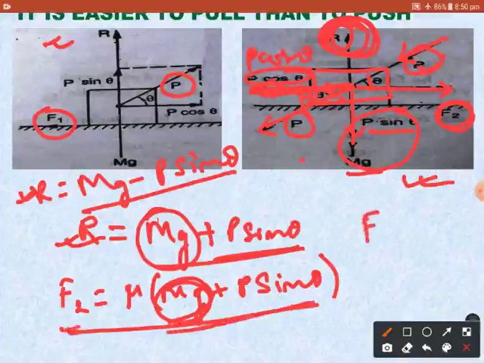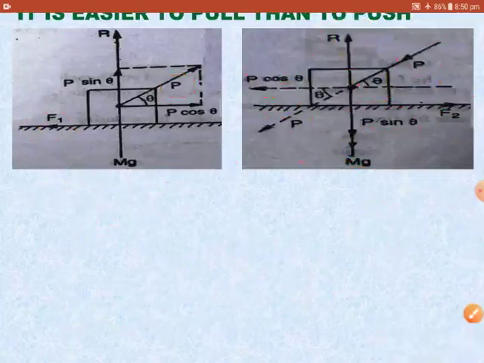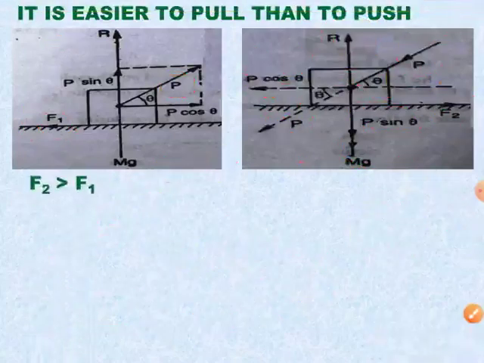So the friction in the case of pushing is greater than the friction in the case of pulling. Frictional force being more in the case of pushing means it will be difficult to move, and lesser frictional force means easier to move. That is what is happening here. So as your frictional force is more in the case of pushing, it will be easier to pull. Got it?